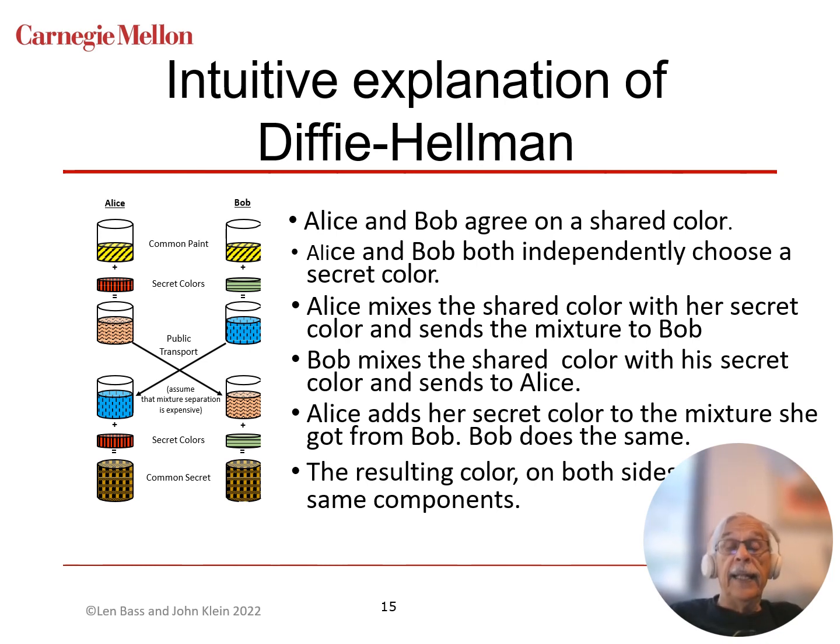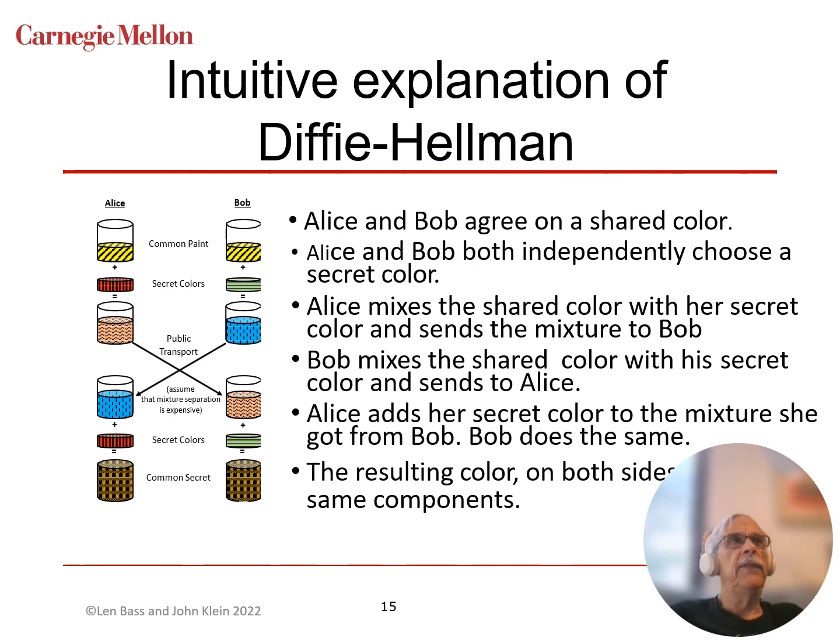And they then independently get a secret color. So Alice has two colors, a shared color and a secret color. Bob has two colors, a shared color and his secret color. They each mix their secret color with the shared color. So Bob has a color that now represents the shared color and his secret color, and Alice has a color that now represents the shared color and her secret color. And then they swap their mixtures.